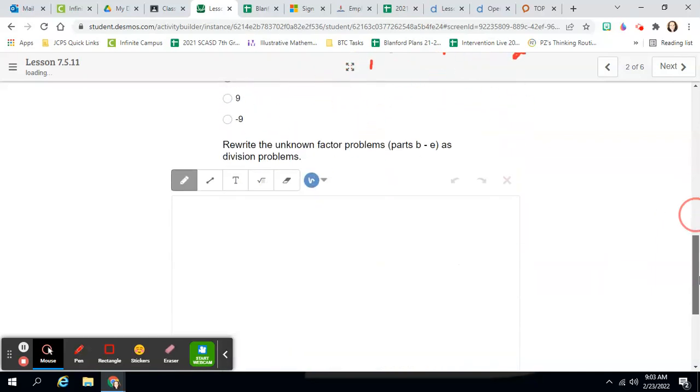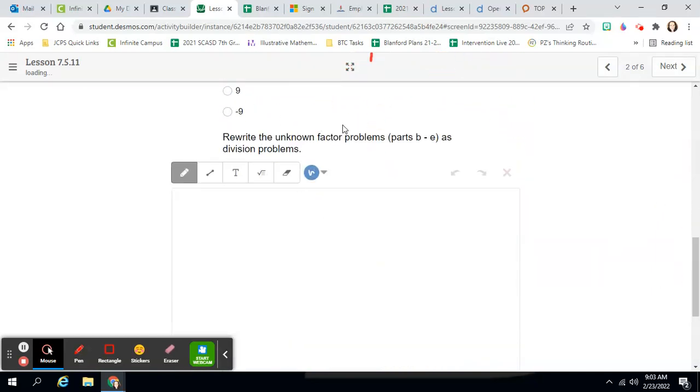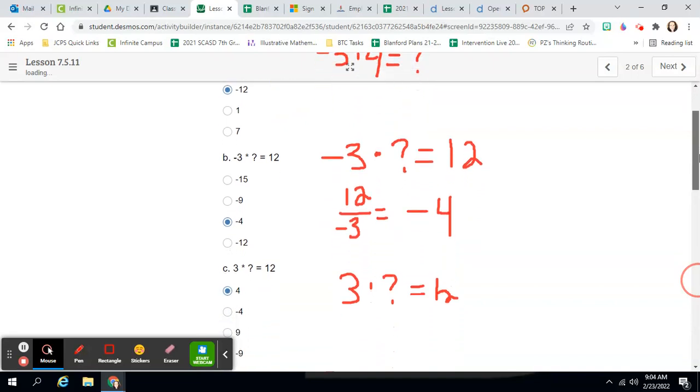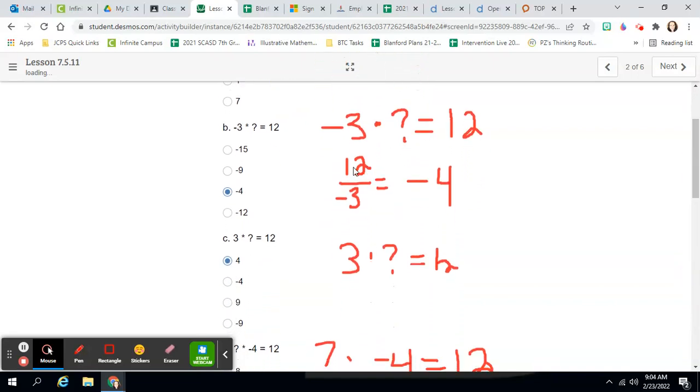Okay. So here it says rewrite the unknown factor problems, so B through E, as division problems. All right, and you're going to write those in here. What I'm going to do is write them up here next to them, which we kind of already did, right? So for here, we knew that this has to be a 4, and we knew it had to be negative because it was a positive answer, right? So what we ended up doing is we really took +12 and divided it by -3. So 12 divided by -3, we got a -4.